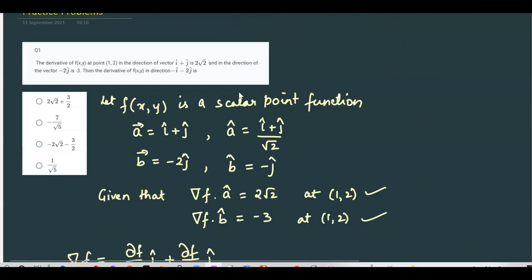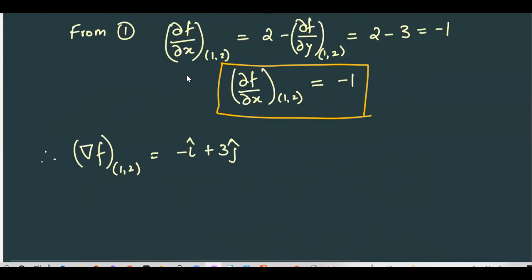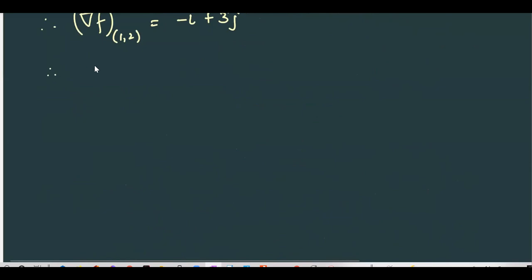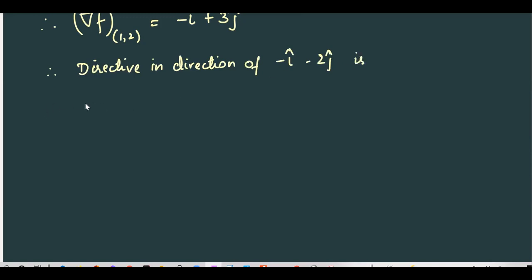Now the question asked is the directional derivative of f in the direction of -i minus 2j. Therefore, the directional derivative in the direction of -i minus 2j is, let's say this is C. C bar is minus i minus 2j.